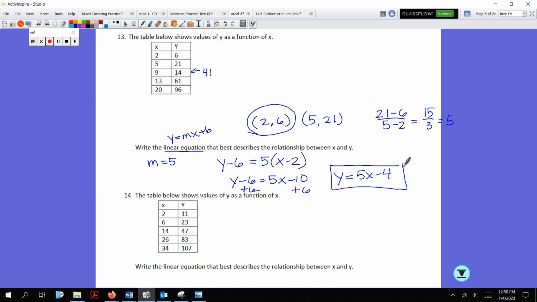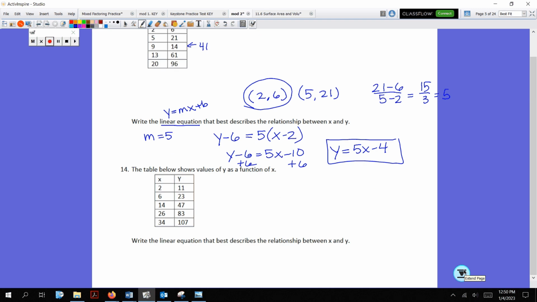All right, here again with number 14, it's the same thing. That's a list of ordered pairs. I did not notice an error in this one, so again, we're just going to pick these first 2 points. All right, so I have 2 comma 11 and 6 comma 23. 23 minus 11 over 6 minus 2 is 12 over 4, which is 3. So my slope is 3.